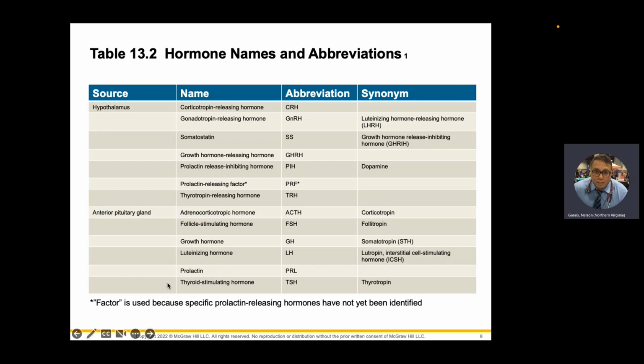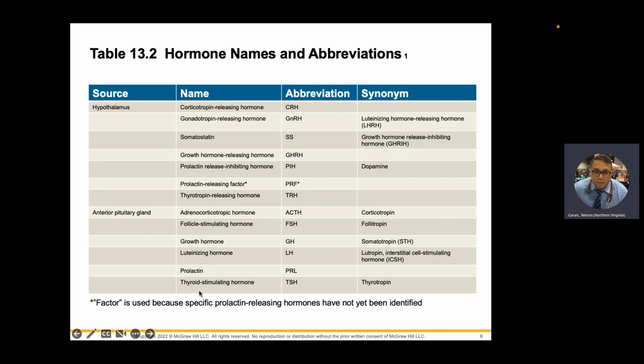Prolactin, pro meaning promotion of, or pro, like if you're pro whatever, pro no testing. So you love no testing or no tests or no exams. So that's prolactin. And prolactin is promotion of lactation, or milk from the mammary glands.